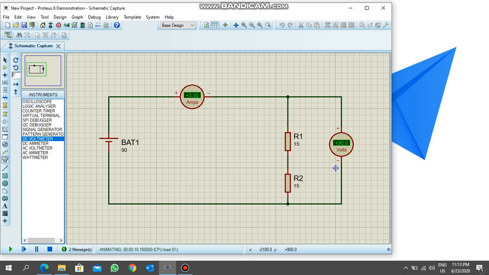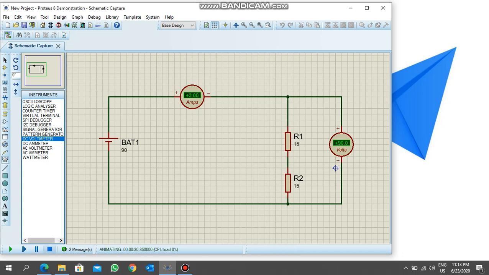And the second way is from V equals IR. What is I? I is 3, and R is the resistance, 15 plus 15 is 30. So 30 into 3 is 90. So the voltmeter is showing the right value. Whenever you want to find the voltage in the simulation, you can add a DC voltmeter in parallel anywhere in the circuit, and it will show you the total voltage.